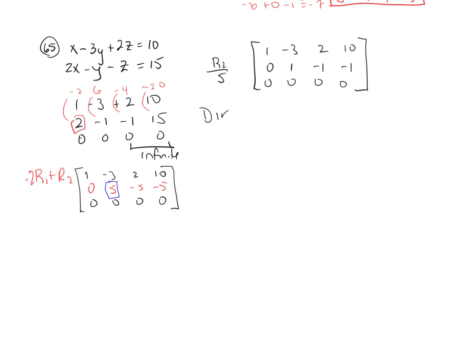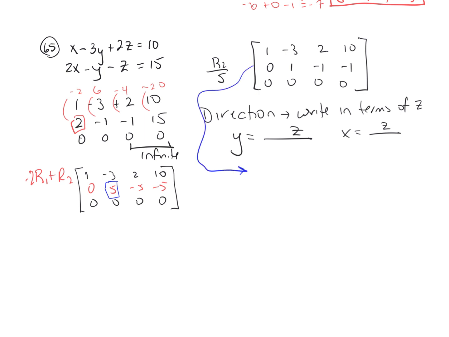Remember, the directions say write in terms of z. What that means is when you have y equals, you want stuff over here with a z in it. When you have x equals, you want stuff over here with a z in it. So if we take our second equation, we'll have y minus z equals -1. If I solve for y, I'll have y equals z minus 1. That is in terms of z.